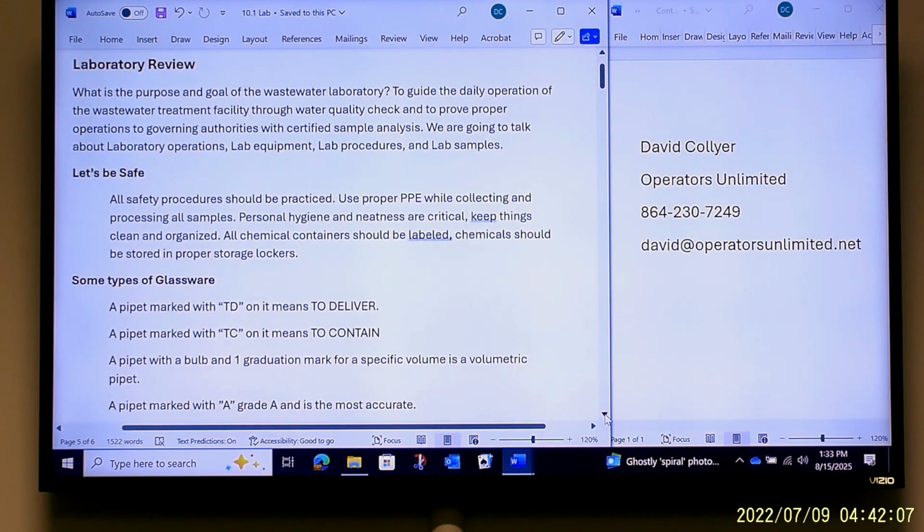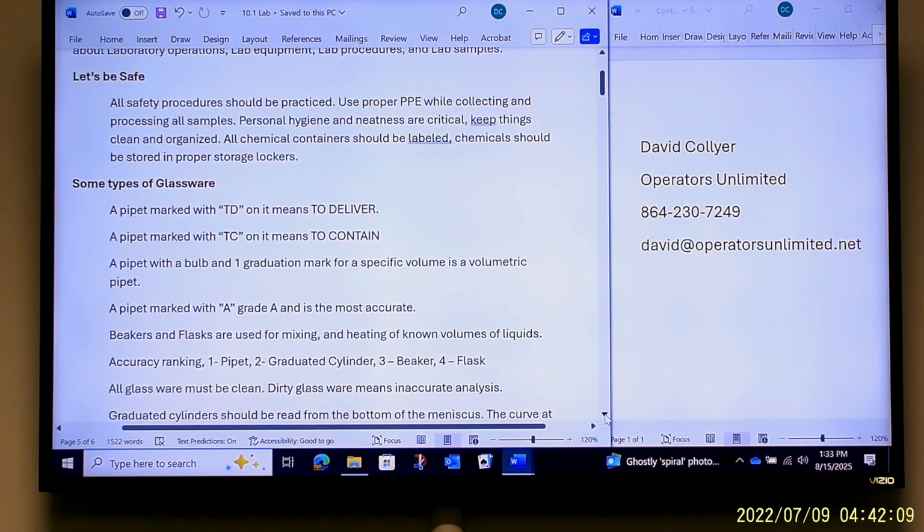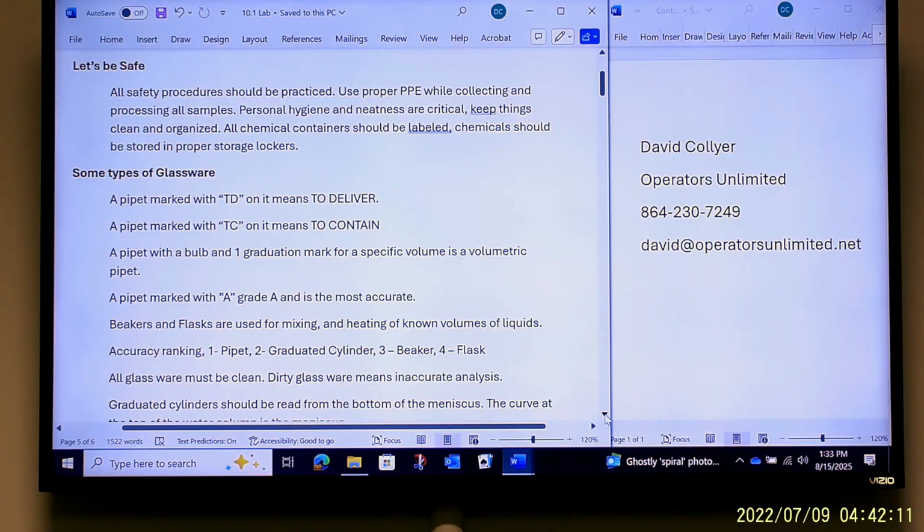Let's start out with safety. All safety procedures should be practiced. Use proper PPE while collecting and processing all of your samples. Personal hygiene and neatness are critical, keeping things clean and organized. All chemical containers should be labeled. Chemicals should be stored in the proper storage lockers.